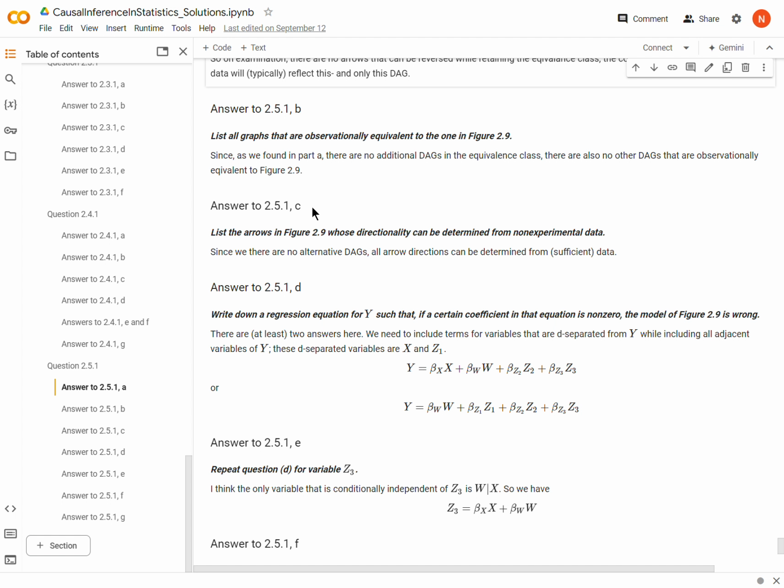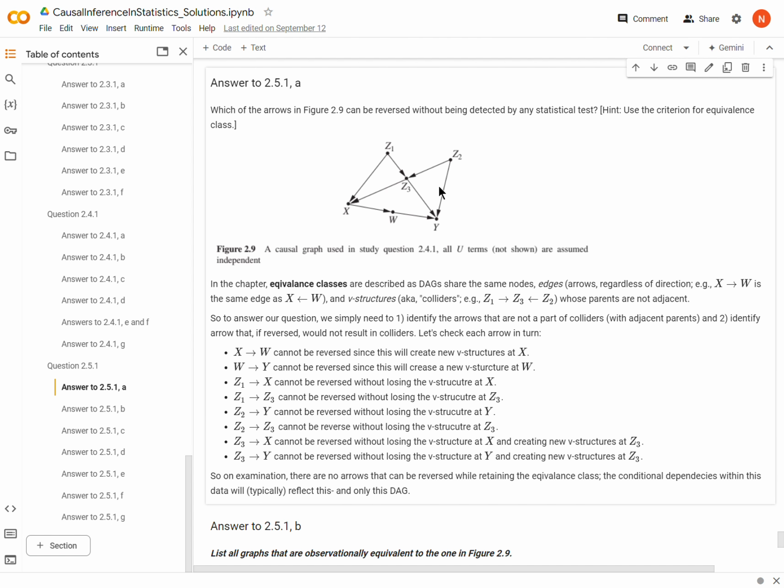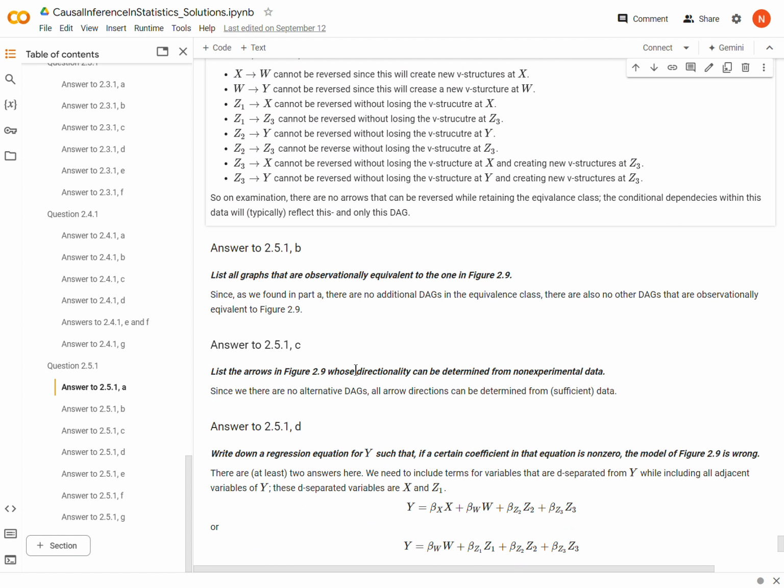And then here in C, this is really just a restatement of at least part of the answer to part A. List all of the arrows in figure 2.9 whose directionality can be determined from non-experimental data. Again, because the equivalence class is not ambiguous, if we had data that came from this DAG, only one DAG could have produced that data. Anyway, we can determine the directionality of all arrows from non-experimental data.